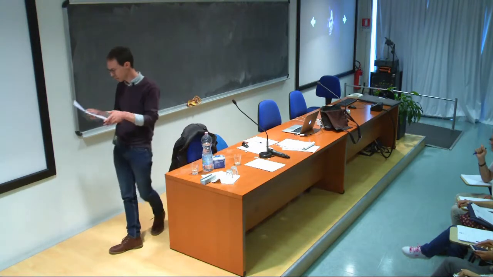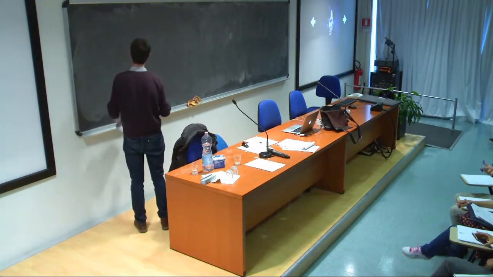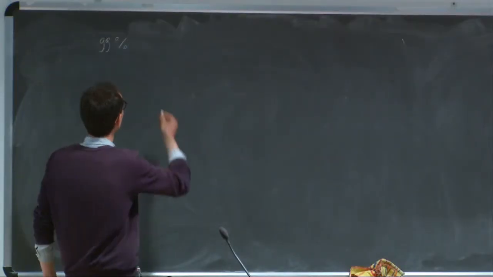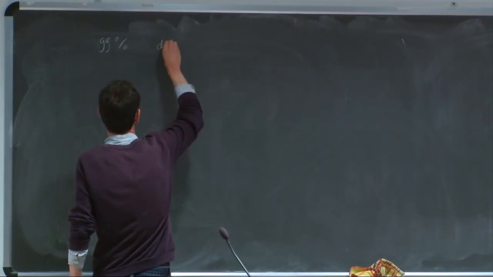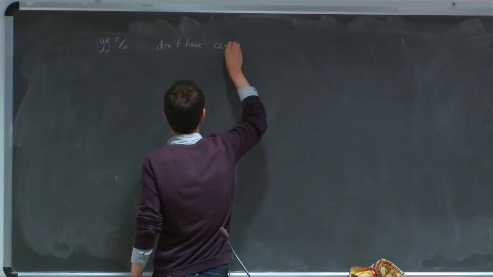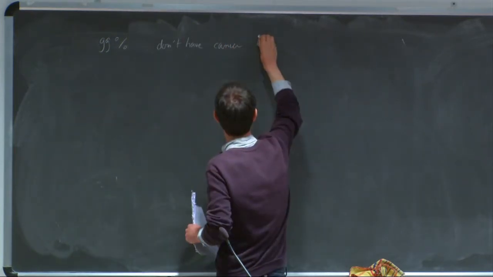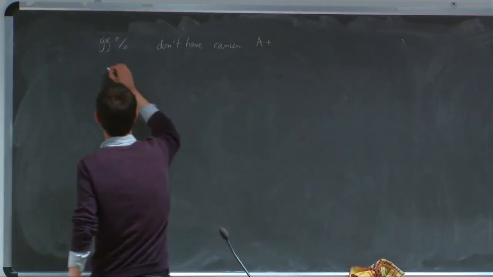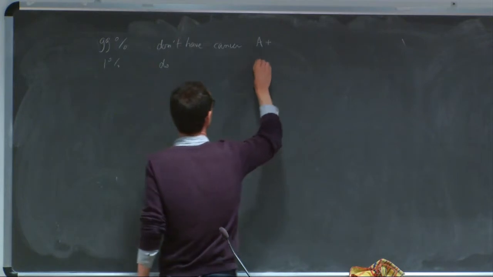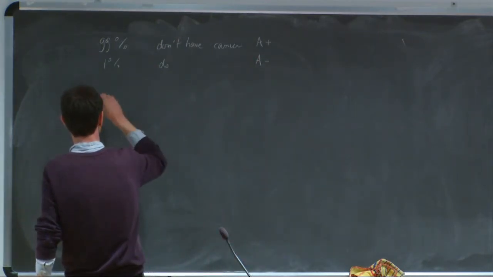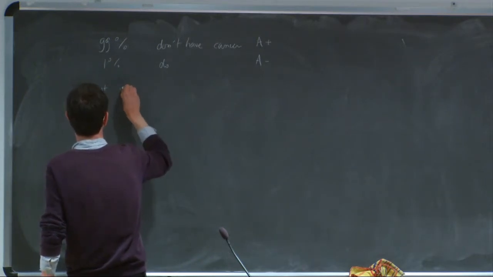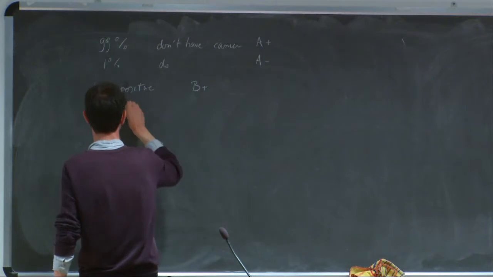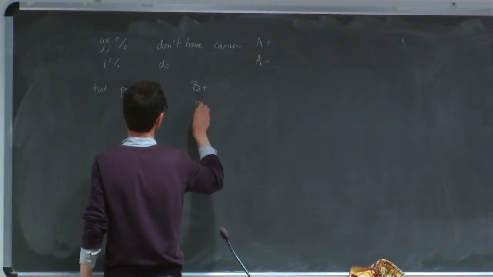So we can try and break this up a bit more, and then there will be a way to introduce Bayes' theorem. So I said there's a 99% of people who don't have prostate cancer. I call that A. And 1% do. And then the test: if the test is positive, I'll call that B plus. If it's negative, I call that B minus.